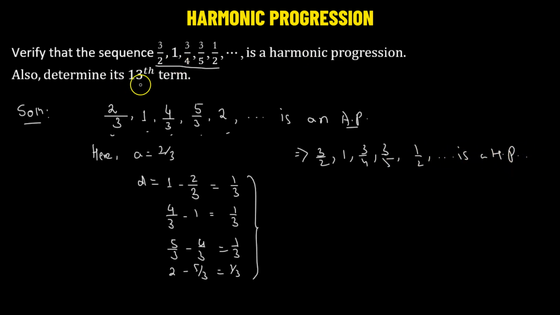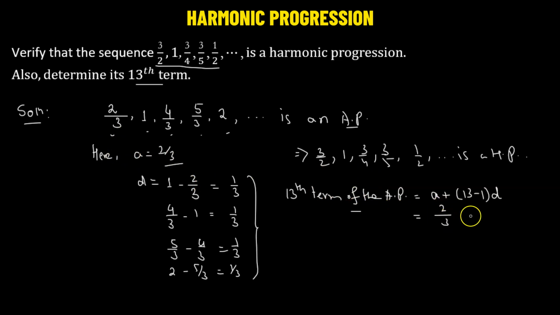Fine. Now to find out the 13th term of the harmonic progression, let's first find out the 13th term of the arithmetic progression. The 13th term of the arithmetic progression will be a plus 13 minus 1 times the common difference d. So what's the first term? That's 2 over 3. So here we have to consider the arithmetic progression, since we are trying to find out the 13th term of the arithmetic progression.